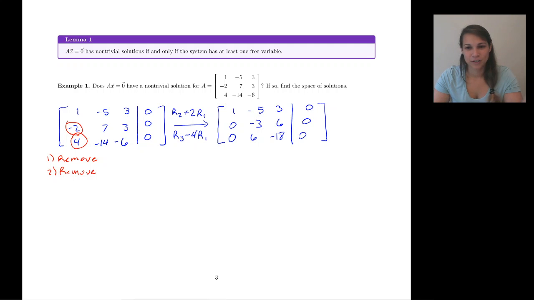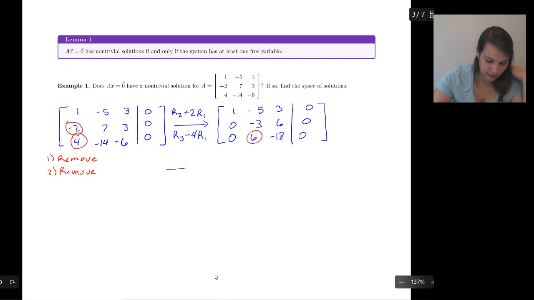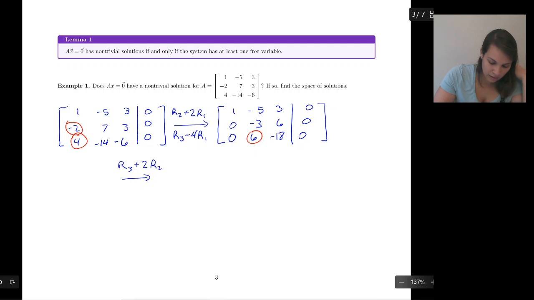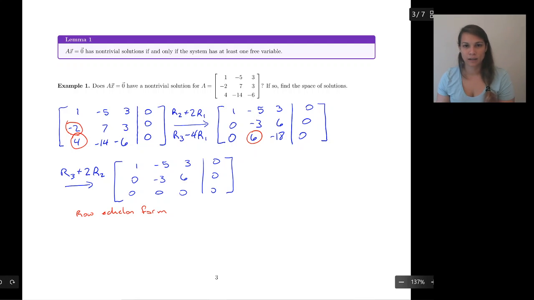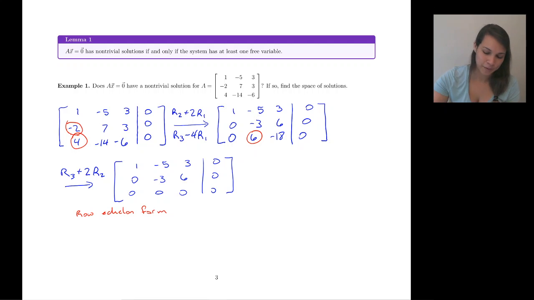Okay. So now, next thing to go is going to be this guy. And I think it's pretty easy to see that we have to multiply row 2 by a 2, and that will completely eliminate row 3. There we go. Okay, so this is row echelon form. You may stop here. I don't wanna. I'm gonna keep going.